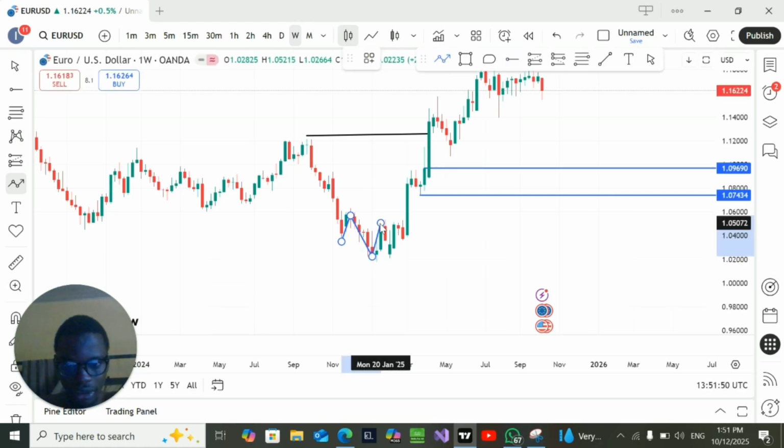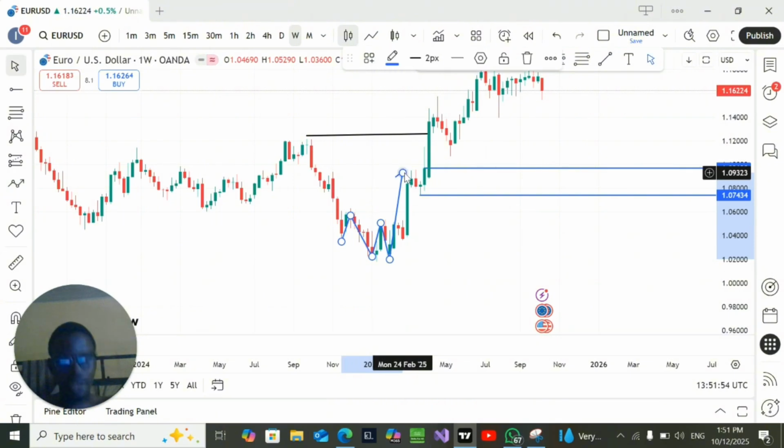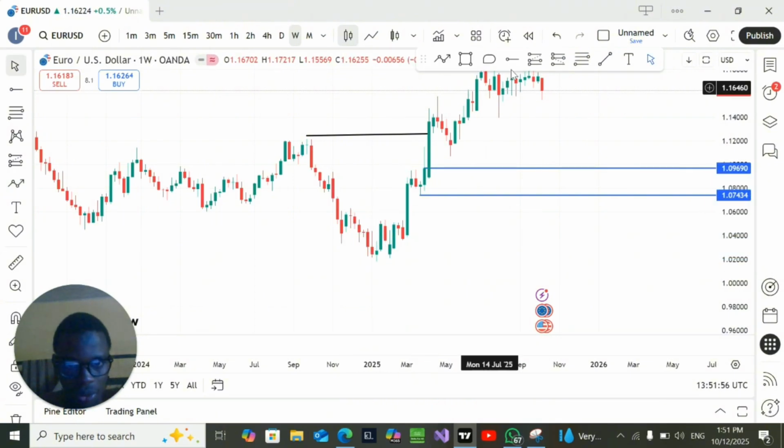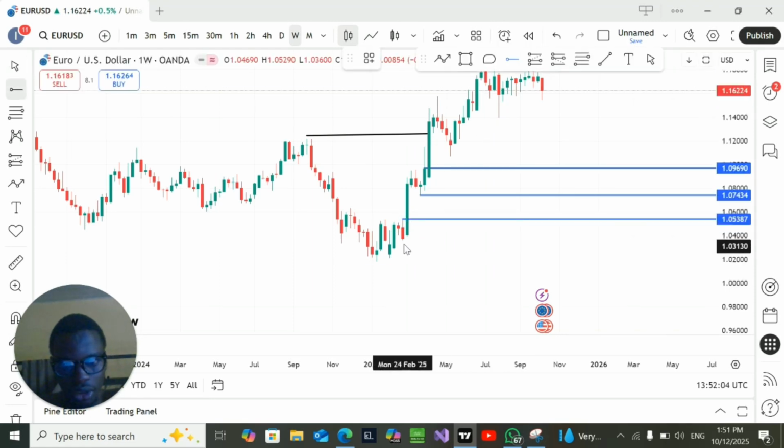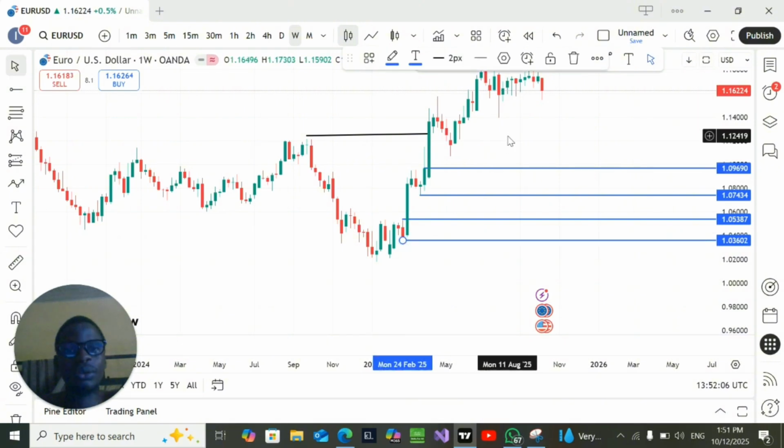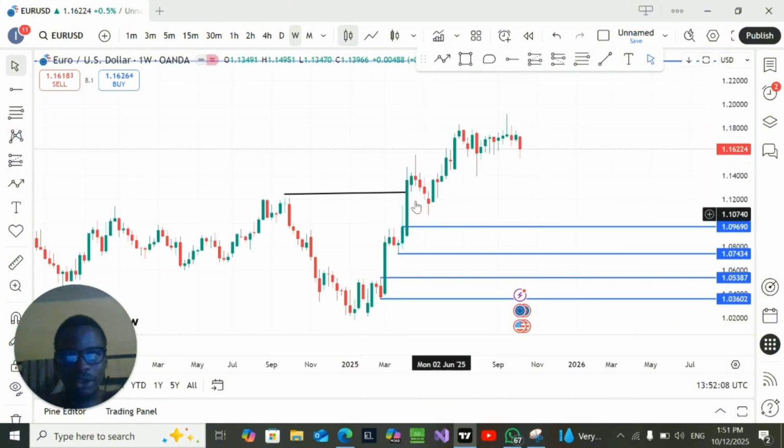Then the market went. Okay, so I won't be considering this one here. What I'll be considering is just this demand here. There's another demand here. Okay, so now we can consider these two. After this, we could see that the market barely pushed further away.